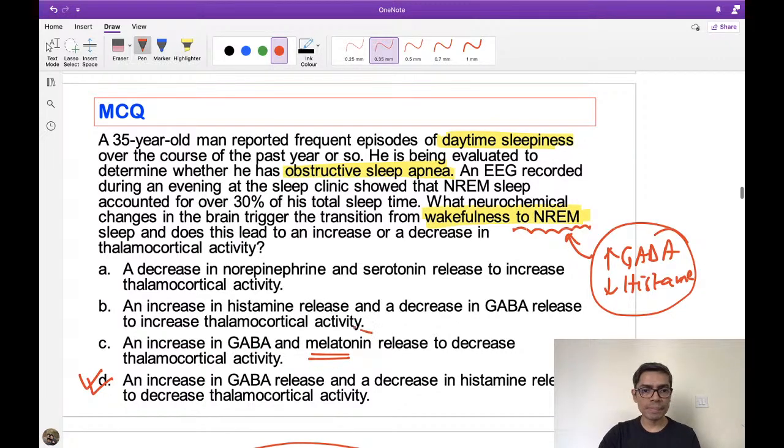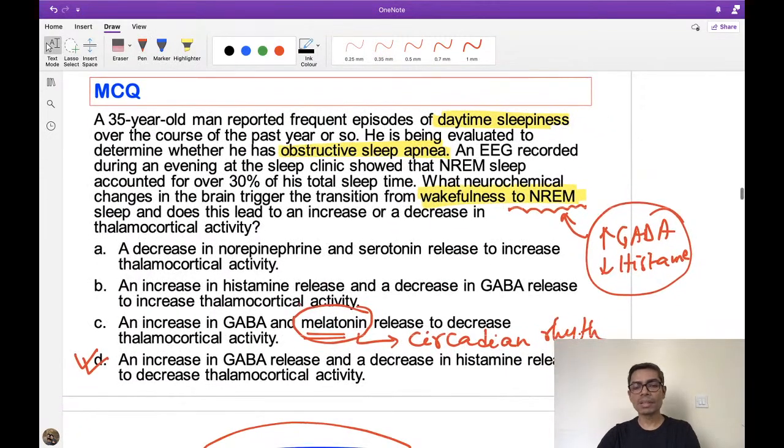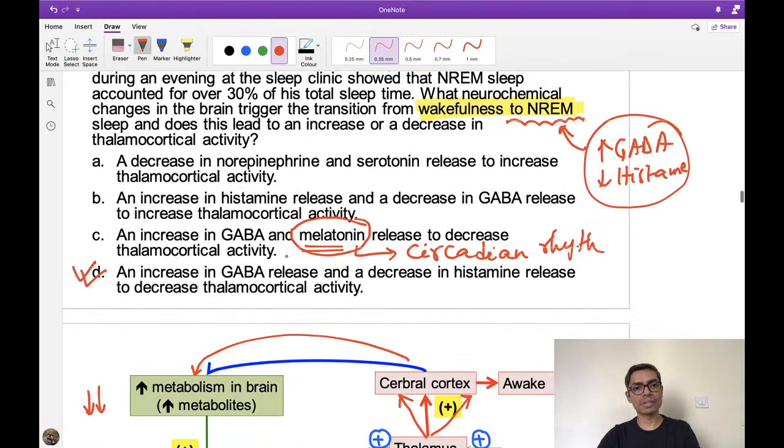Always remember, melatonin is responsible for maintaining the circadian rhythm of sleep. It is not for wakefulness or sleep induction. It is for maintaining the circadian rhythm of sleep, that is, the 24-hour sleep cycle, which is maintained by one of the factors, melatonin, but it is not for induction of sleep. Maintenance of your circadian rhythm is the responsibility of melatonin.